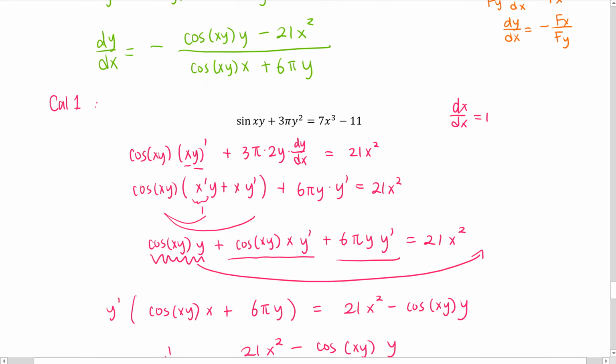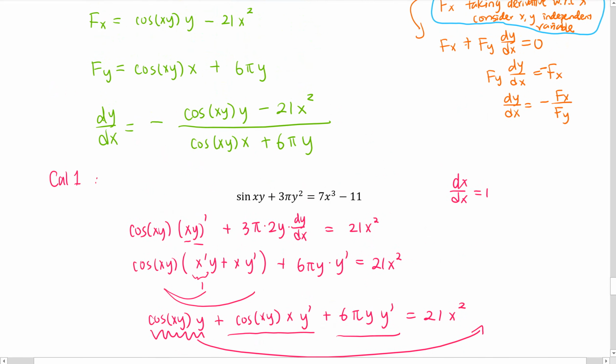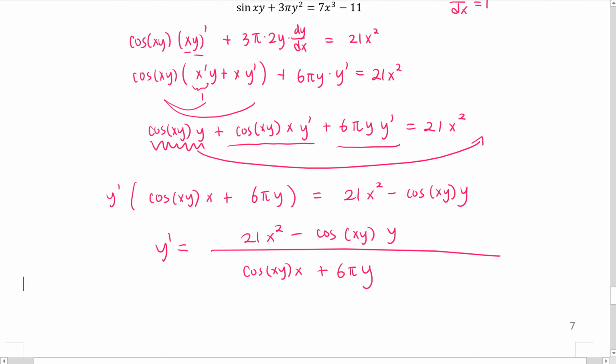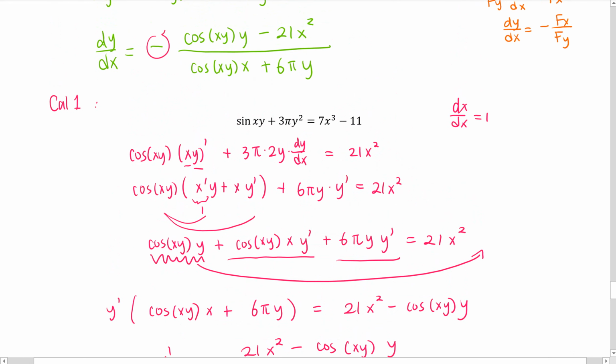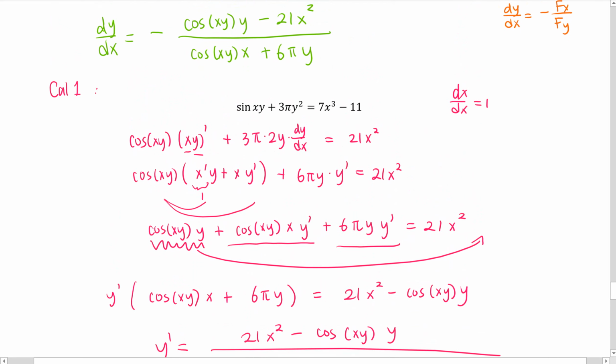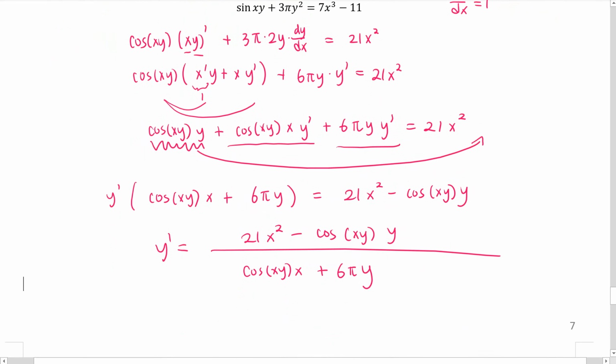Let's check our answer. See? The denominator is the same. The numerator, you see this minus. So when you distribute the minus in it, then you will get the same answer. Okay, everybody, so we do get the same answer. And you compare which method is easier.